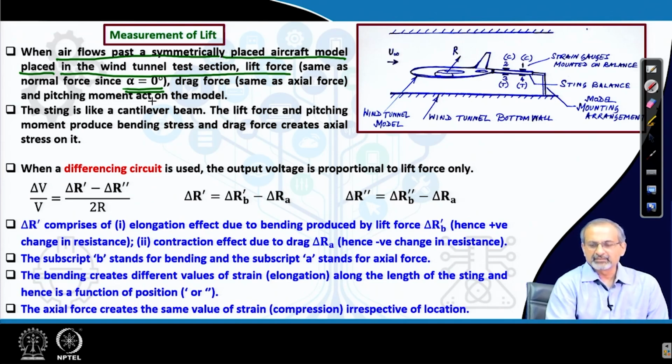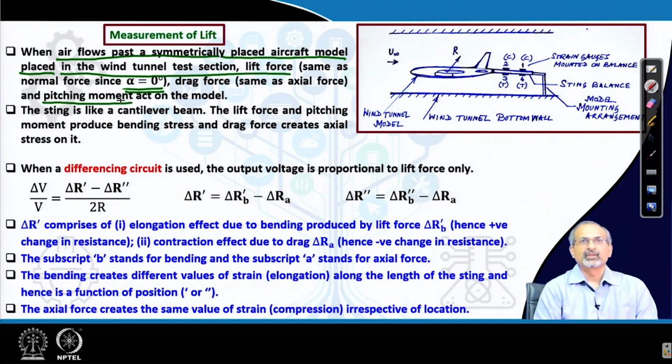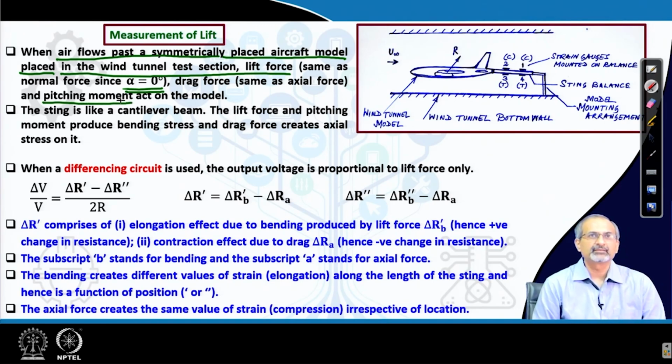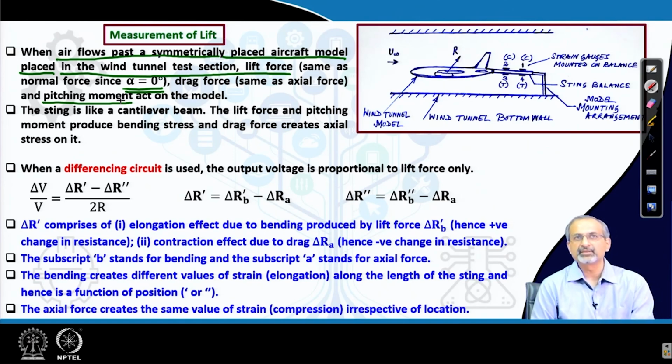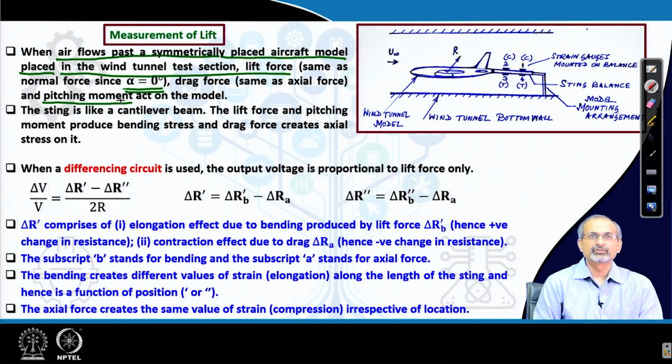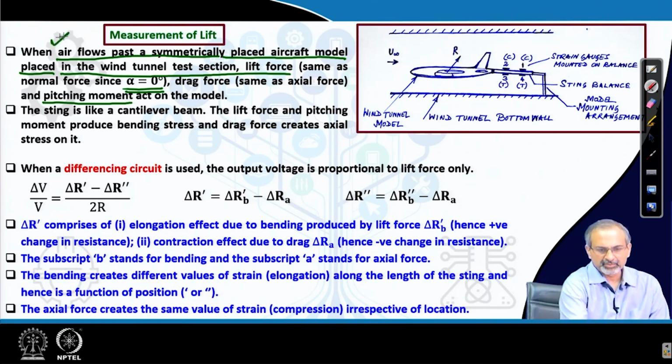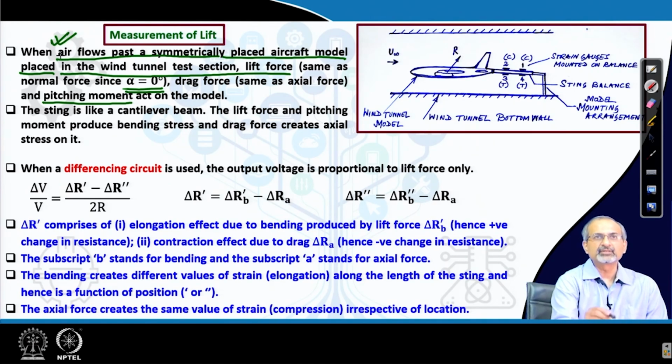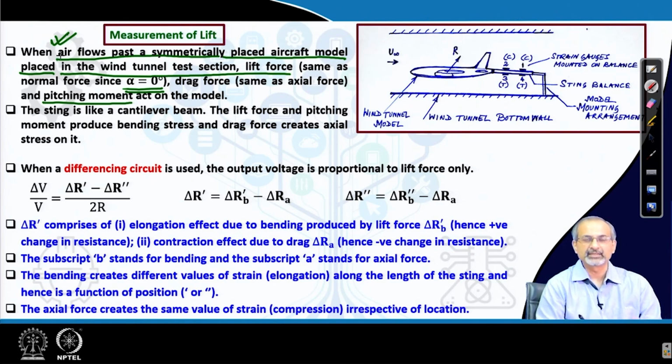So, if you are measuring say 3 components, lift, drag and pitching moment, then you would need a 3 component balance, and when angle of attack is 0, then the normal force that you measure using that balance will be the same as the lift force, the axial force that you measure will be the same as the drag force. So, we are purposely discussing such a situation, because the angle of attack does not explicitly enter the calculations in such a situation.